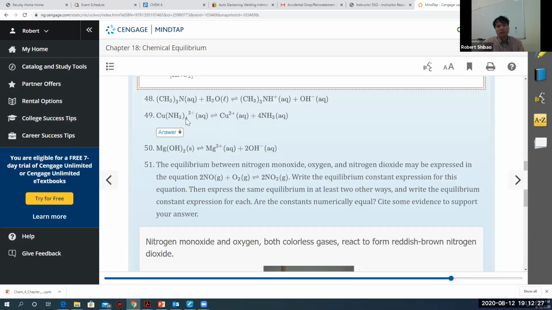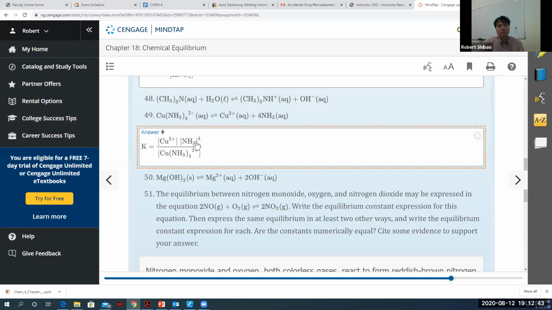Over here, this is the deep blue tetraamminecopper(II) ion, and the light blue. So in this one, we got the concentration of copper 2, concentration of ammonia to the 4th power, divided by the concentration of copper. So the 4th.